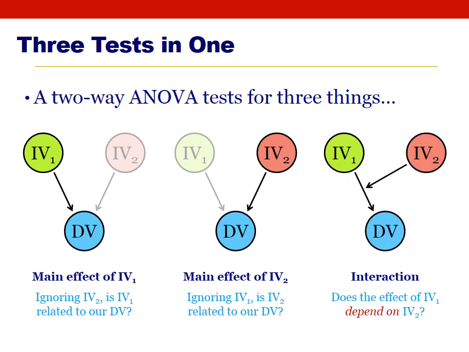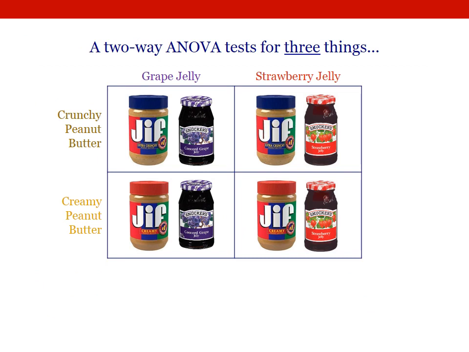Finally, we want to know if there is an interaction that involves all 3 of these variables. Maybe it's the case that the relationship between 2 of these variables depends on the third one, which is another way of saying maybe it's not either independent variable on its own, but the combination of both independent variables that affects our dependent variable. Let's see how this 3-in-1 situation plays out in our peanut butter and jelly study.